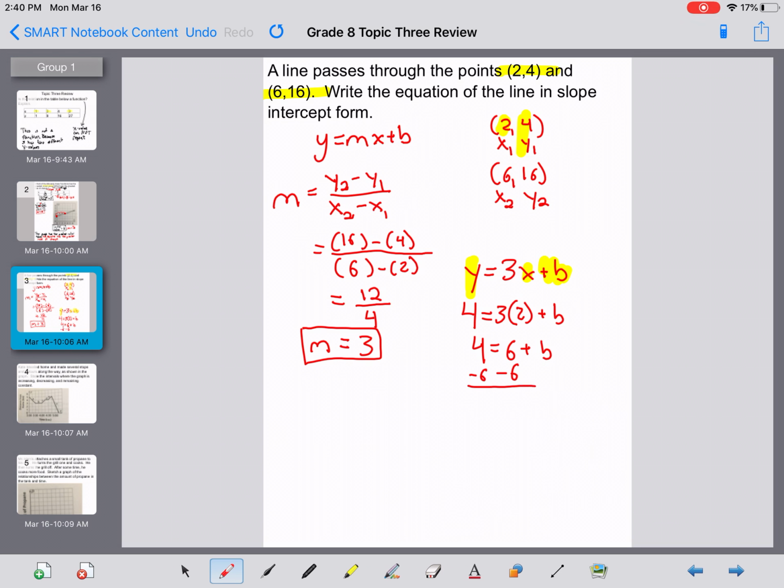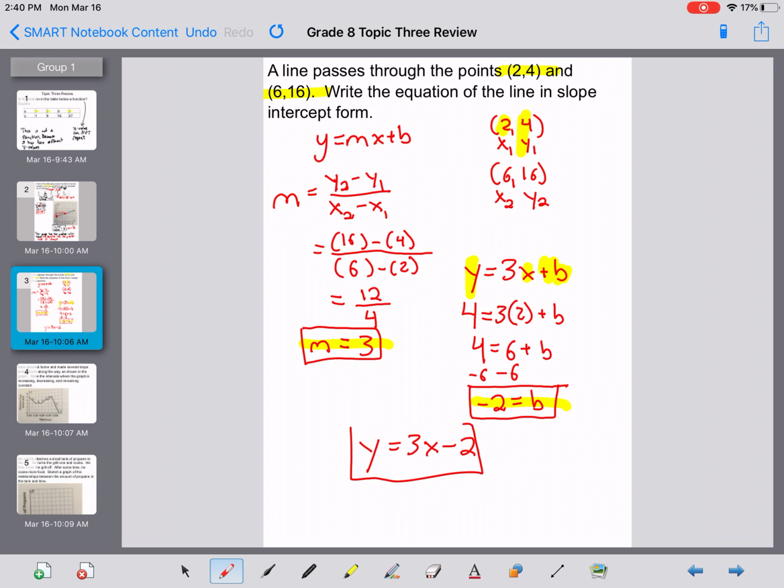Subtract 6 from each side. 4 minus 6 is negative 2. So negative 2 equals b. Now that I have my slope and my y-intercept, I can write my final equation. Y equals 3x minus 2. Since my y-intercept is negative, I don't have to put plus a negative 2. I just leave it as minus 2.